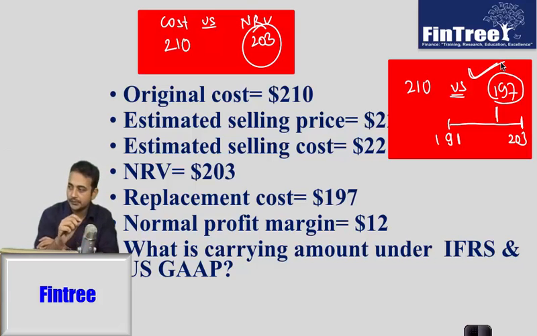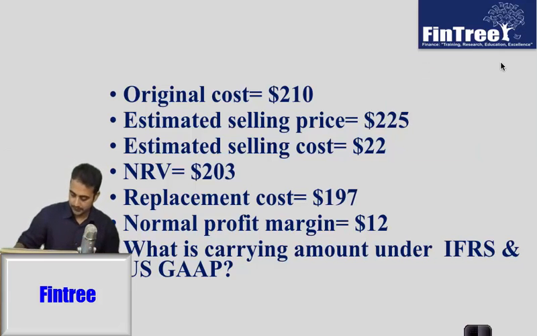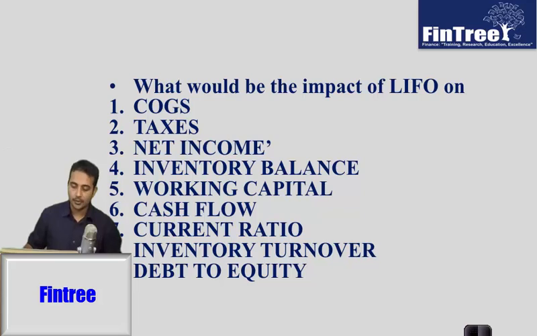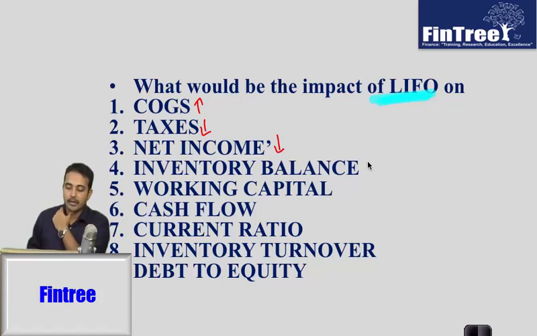Are we good to go ahead? Okay. What would be the impact of LIFO on COGS? Assume inflation. COGS would be higher. Taxes, net income, inventory balance, working capital.